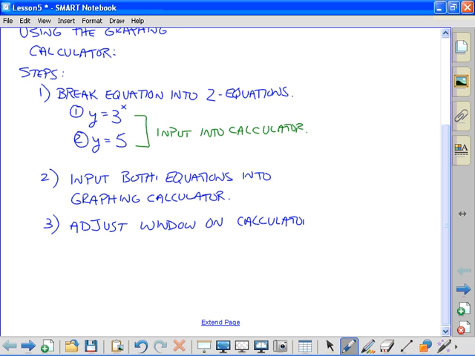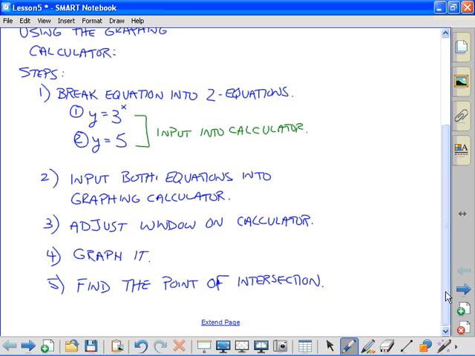Now, when I go through and show you that process, you may want to make extra notes and decide what you need in order to remember that. So after you adjust the window on the calculator, you're going to graph it. And then the last thing, you're going to find the point of intersection.